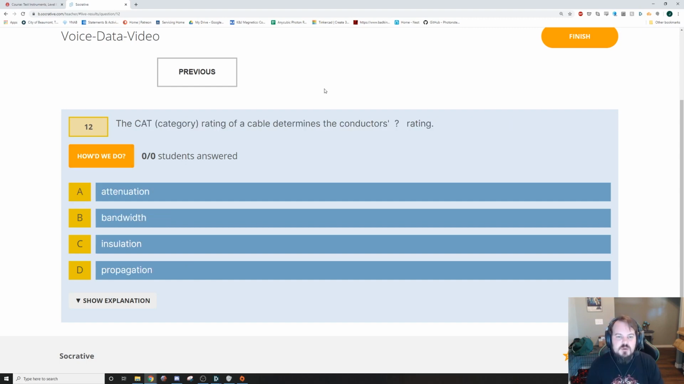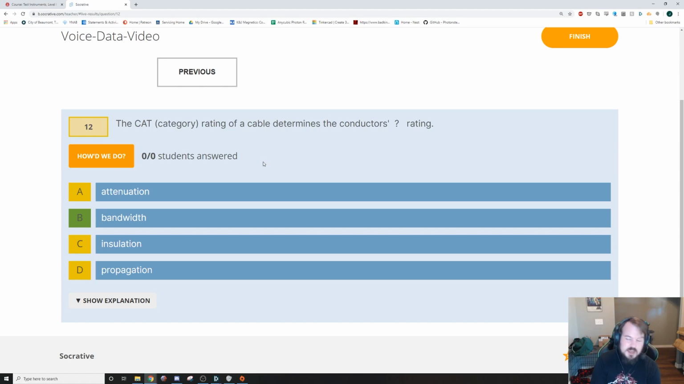The CAT category rating of a cable determines the conductors. This is on page 104, and it is bandwidth. The higher the category of cable, the more bandwidth you can carry on it. So right now, category 7 carries 1000 megabits per second, and category 8 carries 40 gigabytes per second.